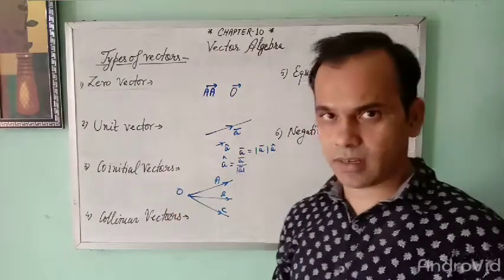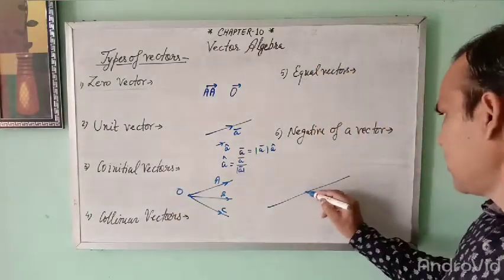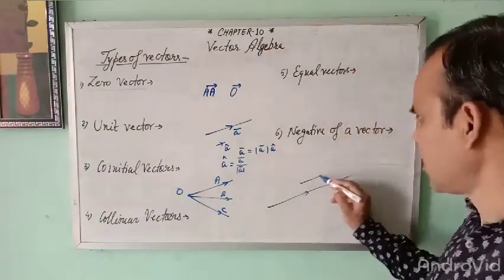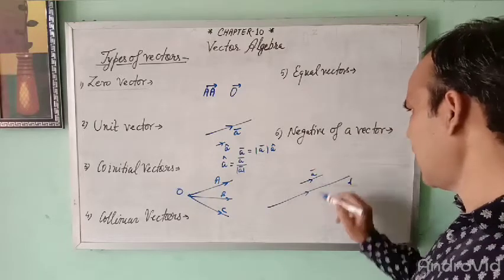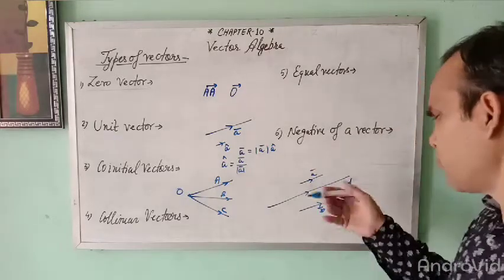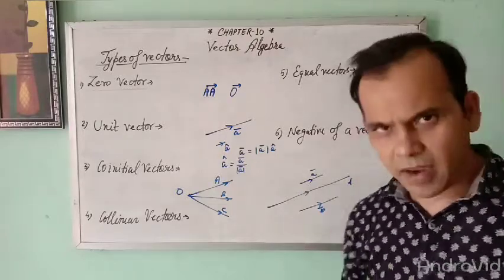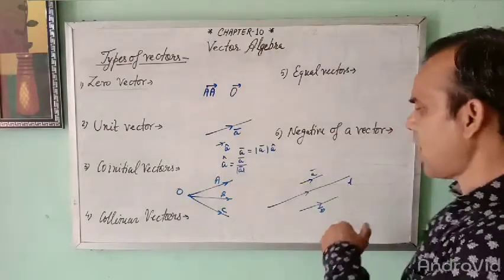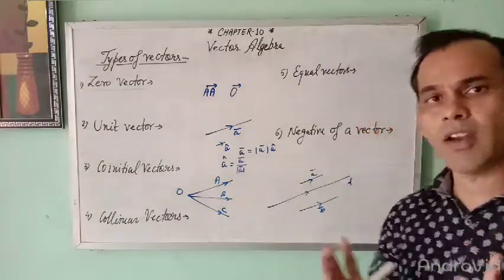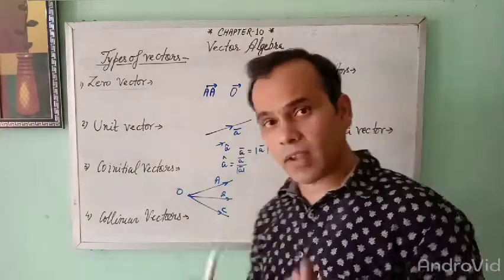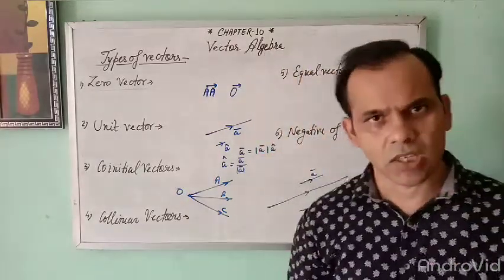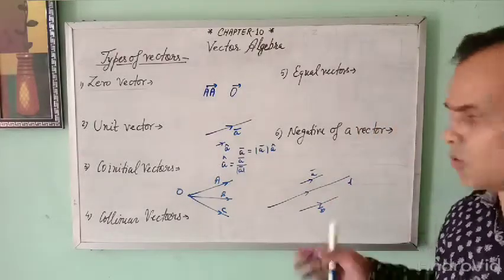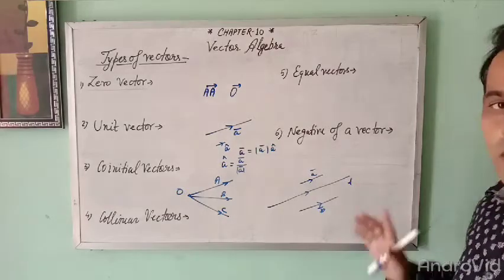Now come to the collinear vectors. Suppose this is the line given. Then any two or more vectors that are parallel to this line L, suppose this is the vector A and this is the vector B, may have different directions and different magnitudes as well. But these vectors will be collinear vectors as they are parallel to the given line L. So any two or more vectors are said to be collinear, whatever their magnitude or direction, as long as they are parallel to the given line. So these two vectors A and B in this figure are collinear vectors.